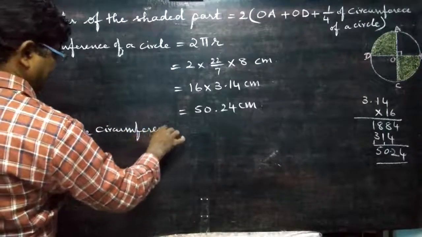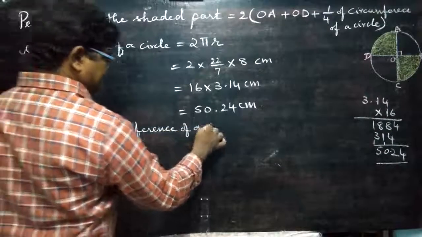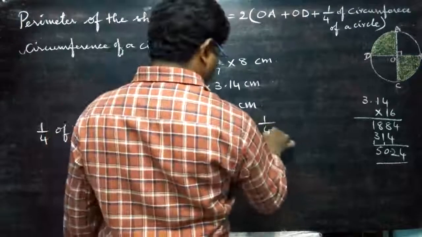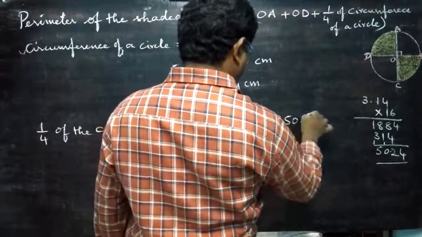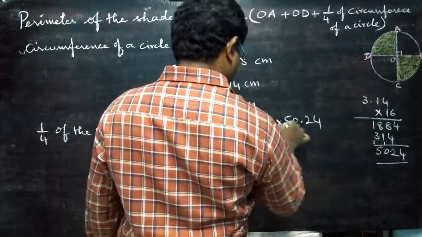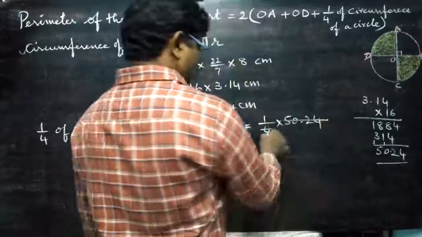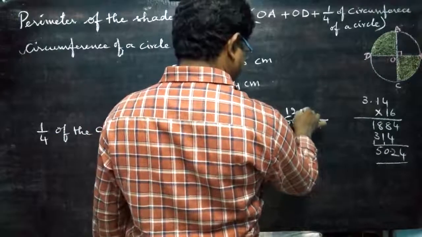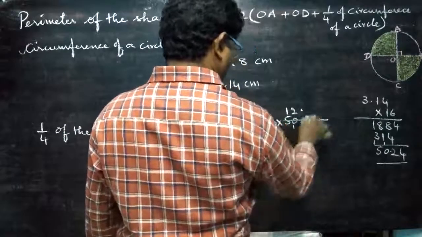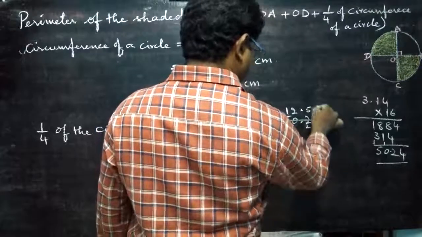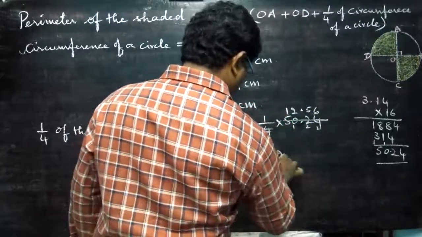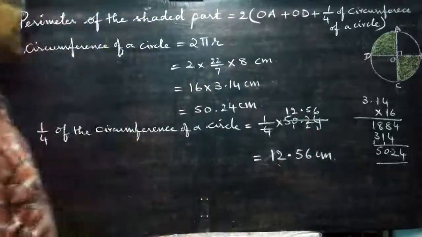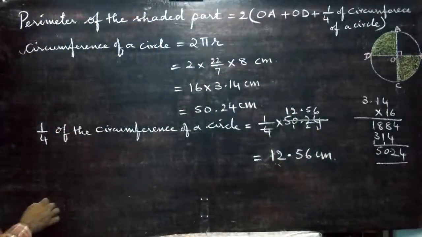Now take 1/4 of the circumference of a circle. That is equal to 1/4 into 50.24. 4 ones are 4, 4 twos are 8, 2 remaining, 4 fives are 20, 6, so 12.56 centimeters you got. Now substitute, find the perimeter.